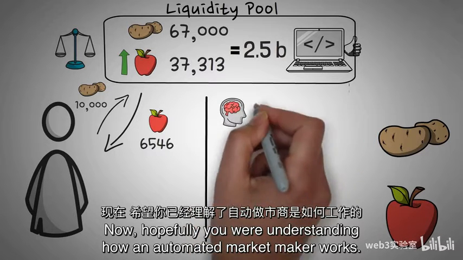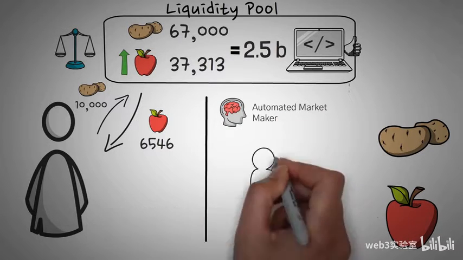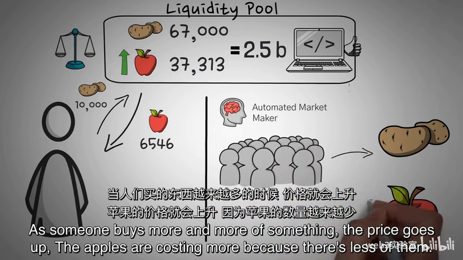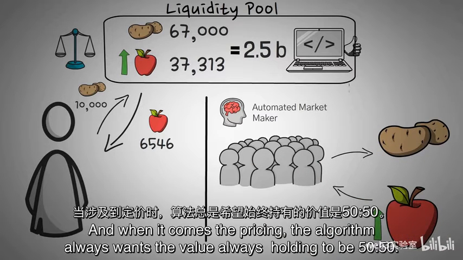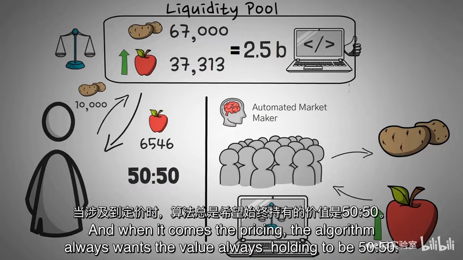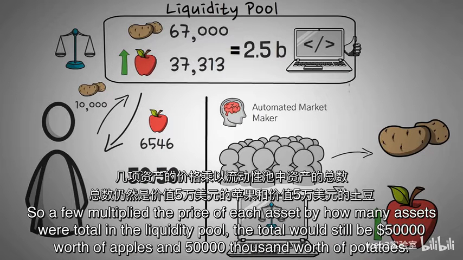Now, hopefully you are understanding how an automated market maker works. As someone buys more and more of something, the price goes up. The apples are costing more because there's less of them. And when it comes to pricing, the algorithm always wants the value of what it is holding to be 50-50. So if you multiplied the price of each asset by how many assets were total in the liquidity pool, the total would still be $50,000 worth of apples and $50,000 worth of potatoes.